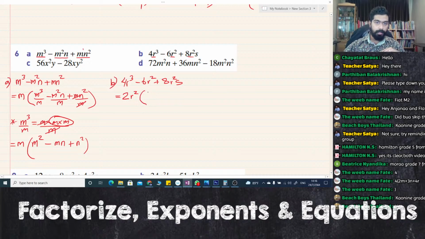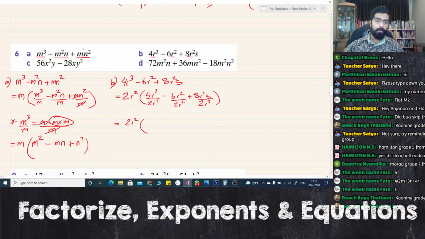Now, same step, we are going to divide everything inside the bracket by the greatest common factor that we just found. All right, guys, so everything will be the same. R squared s over 2r squared. Now, when we divide it, guys, we solve it exactly the same. All right, so 2r squared in front of the bracket.